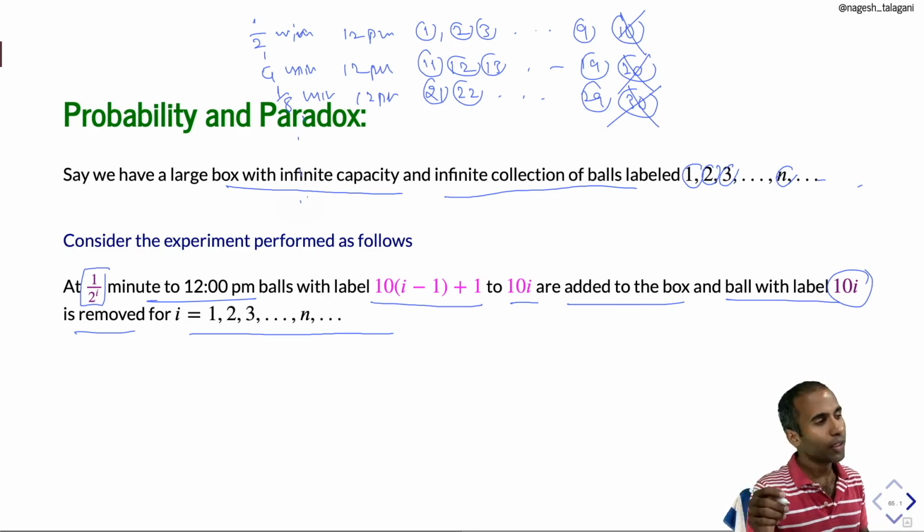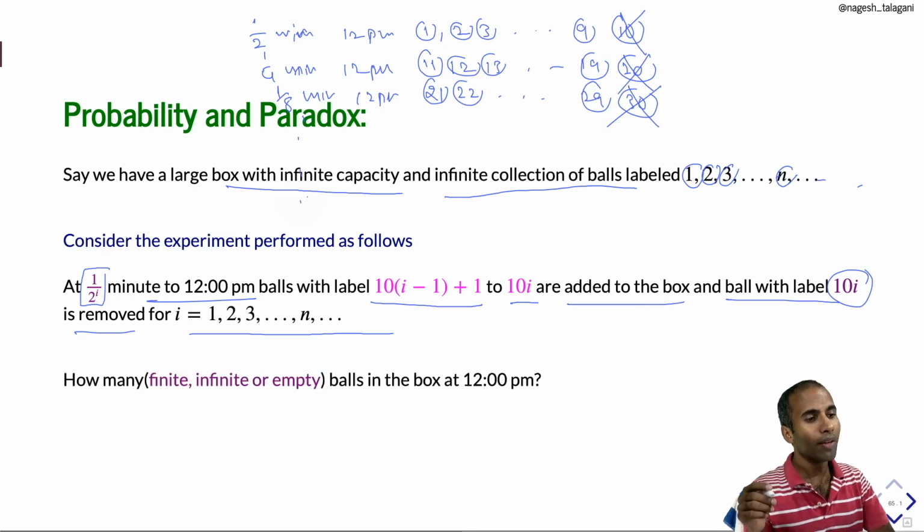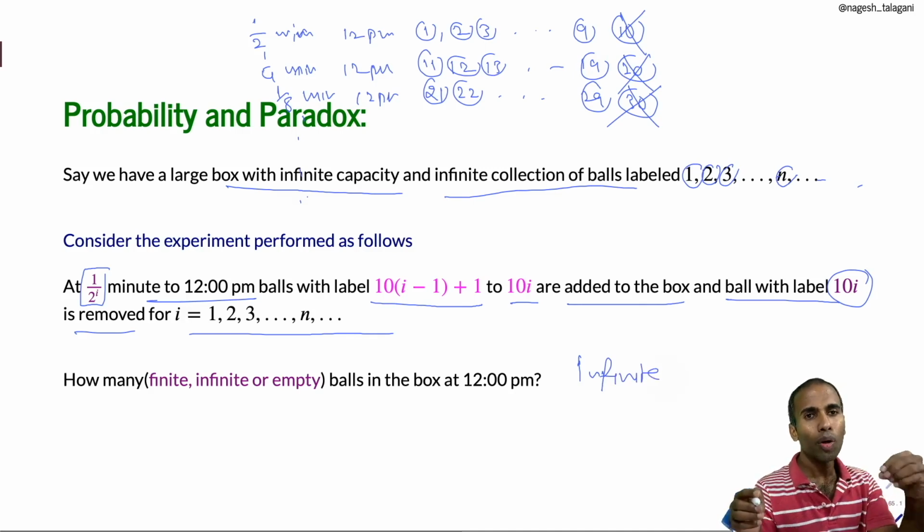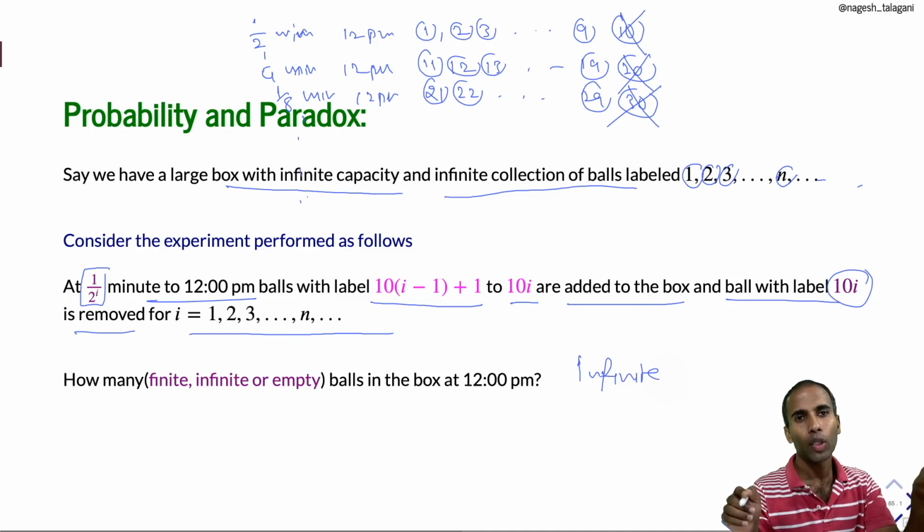Now, the question of interest is how many balls are in the box at 12 pm? Finite, infinite or empty? This is easy. The answer is infinitely many balls will be there at 12 pm. The reason is the only balls we are ever removing from the box are balls with a label that is a multiple of 10, like 10, 20, and so on. All the remaining balls will be there in the box at 12 pm. So the answer is infinite. There will be infinitely many balls in the box at 12 pm.